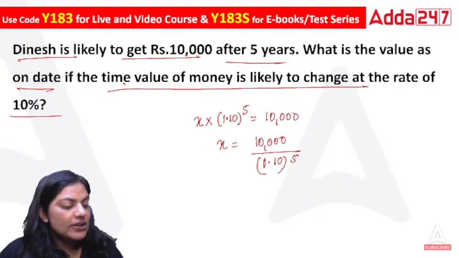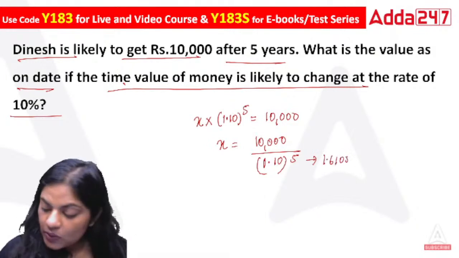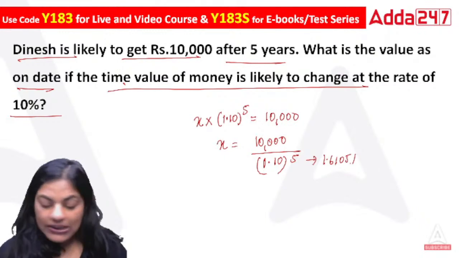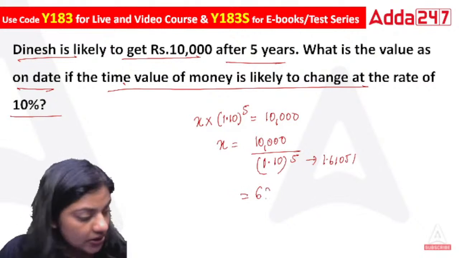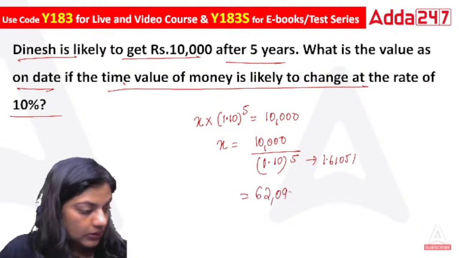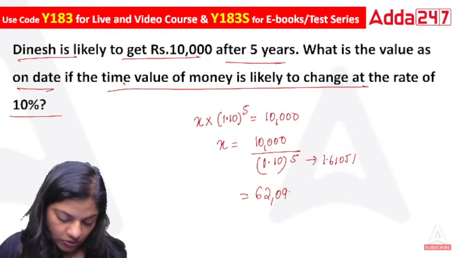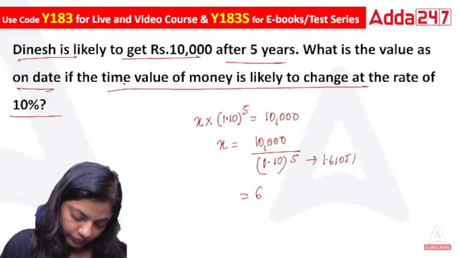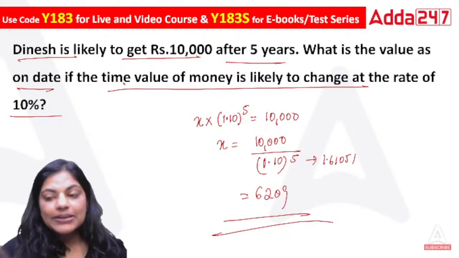So 1.10 power 5 will be 1, 2, 3, 4. That is 1.61051. And then 10,000 divided by 1.61051 will give us 6209. Correct? Getting the same answer?